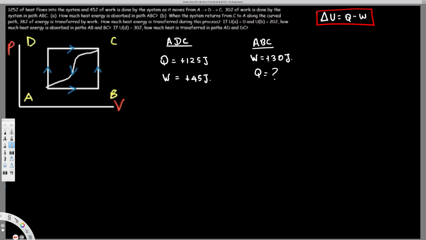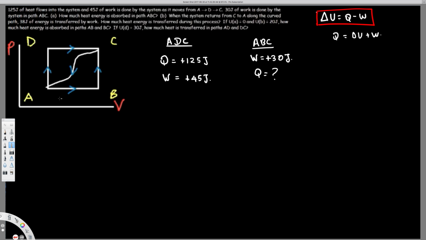So here we have these two things right here. To find the Q, you know this equation: Q is equal to delta U plus W. But here we only have W. We don't have the delta U, right? But for this one, we can calculate the delta U.